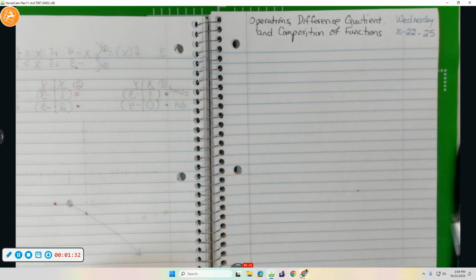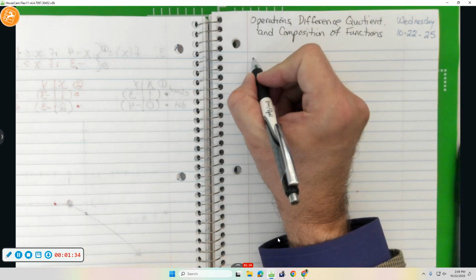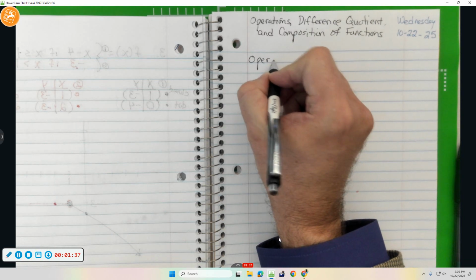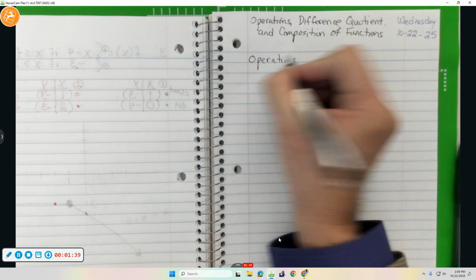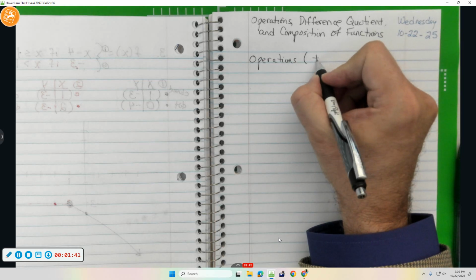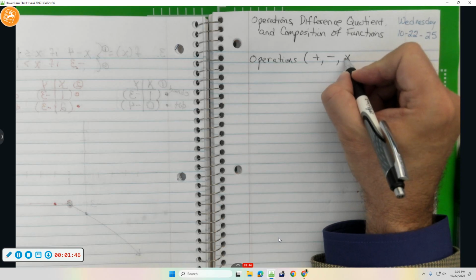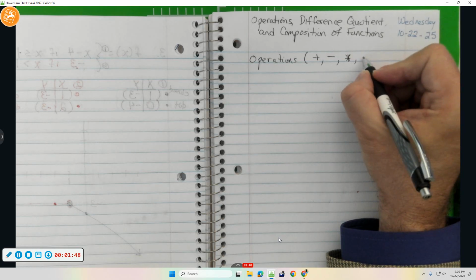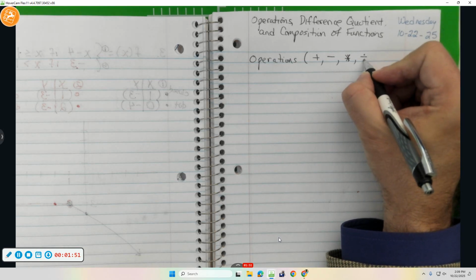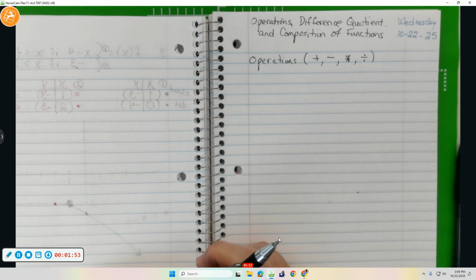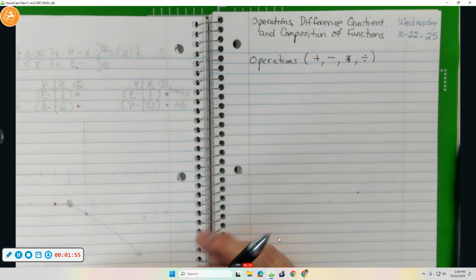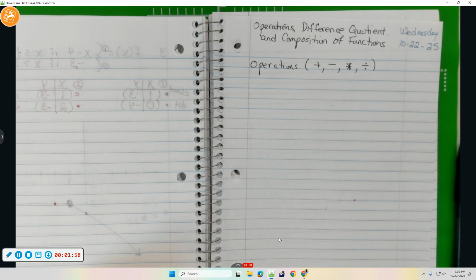But the first thing, operations. When we talk about operations on real numbers, y'all know what that is. Addition, subtraction, multiplication, and what's the last one? Division. That's what we're going to look at today for the first problem. Adding, subtracting, multiplying, and dividing functions. Let's look at problem 1.